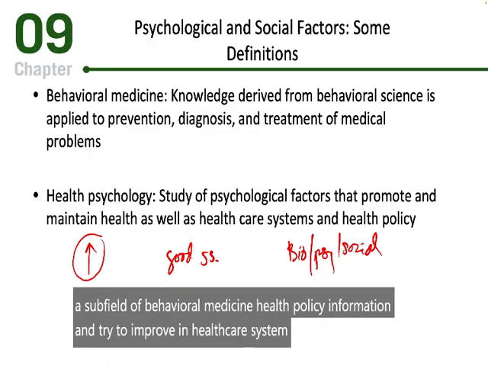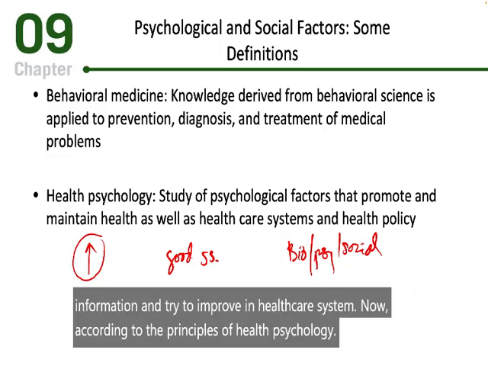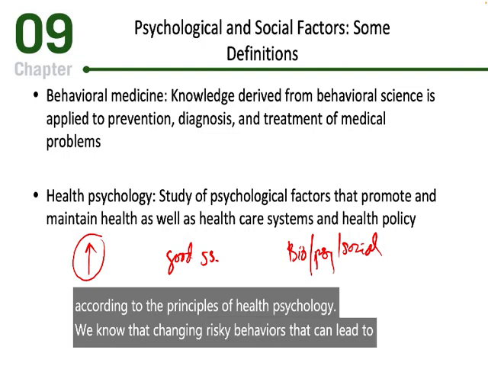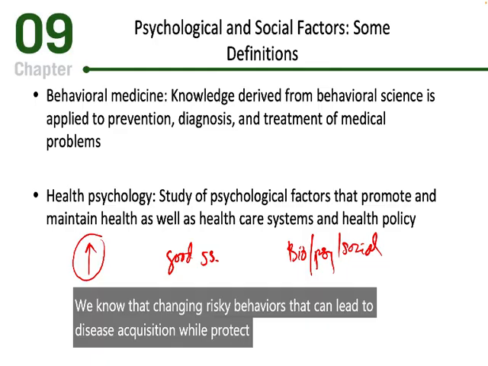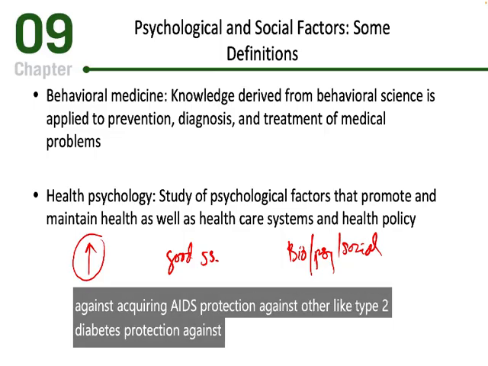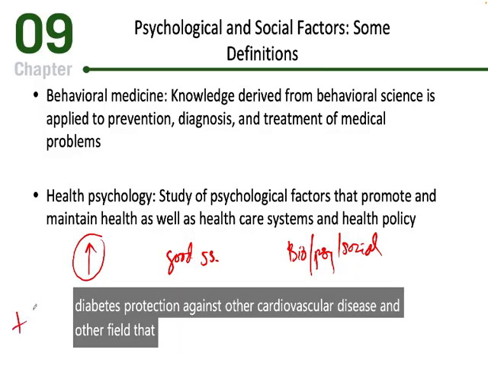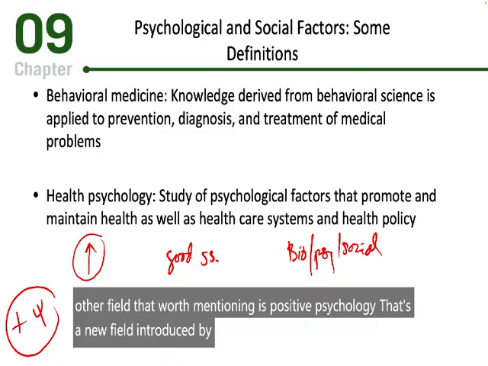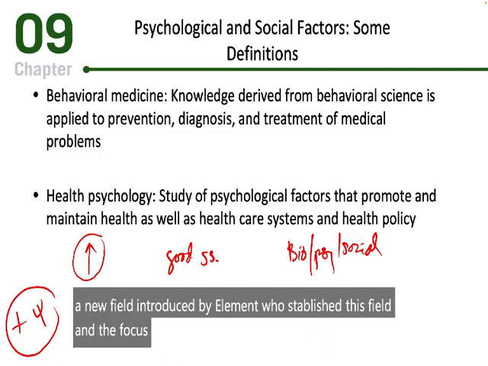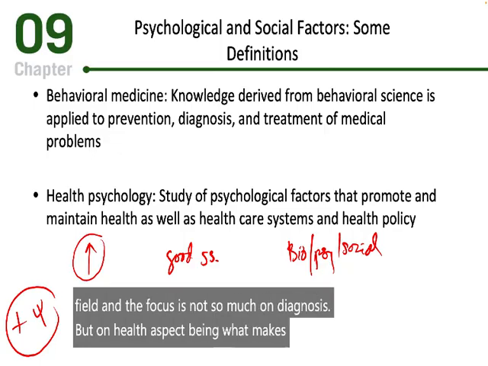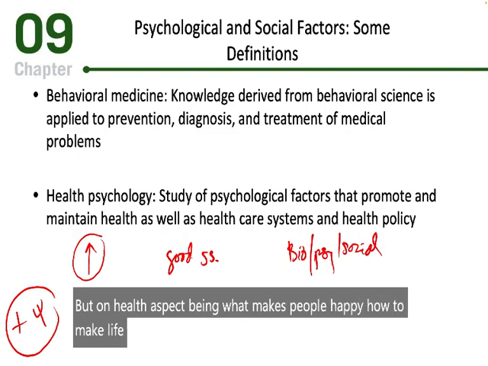Now, according to the principles of health psychology, we know that changing risky behaviors that can lead to disease acquisition will protect people, like protection against acquiring AIDS, type 2 diabetes, and cardiovascular disease. Another field worth mentioning is positive psychology. That's a new field established by Seligman, and the focus is not so much on diagnosis but on health, well-being, what makes people happy, and how to increase life satisfaction.